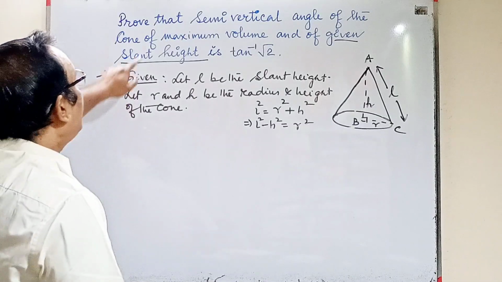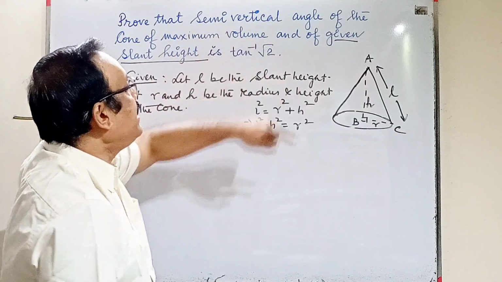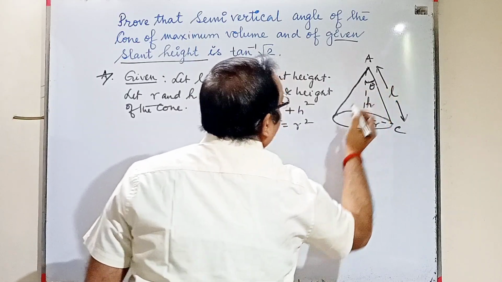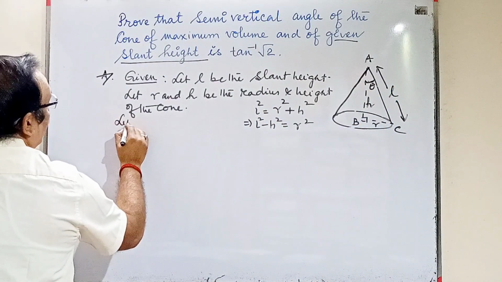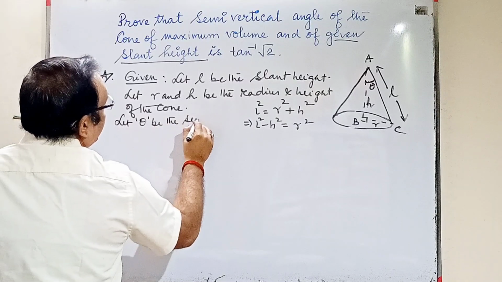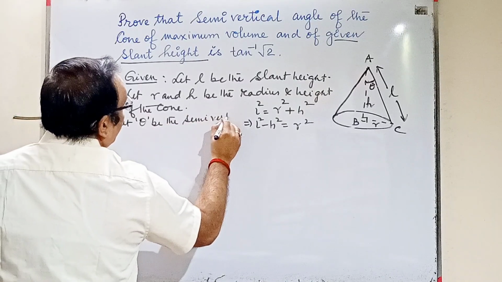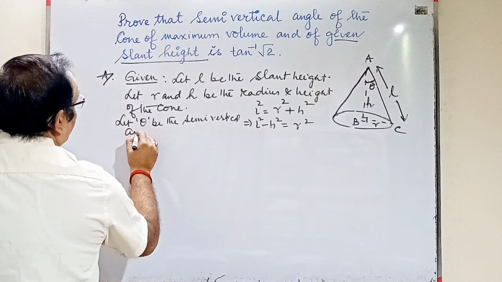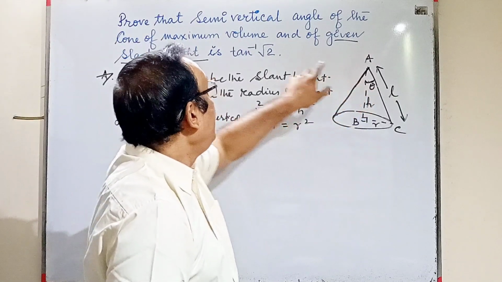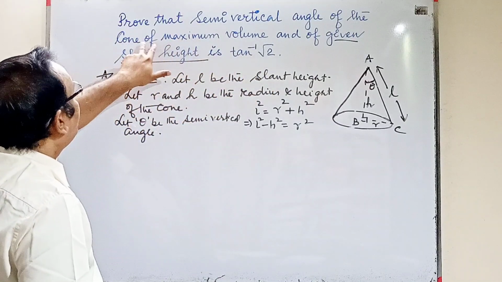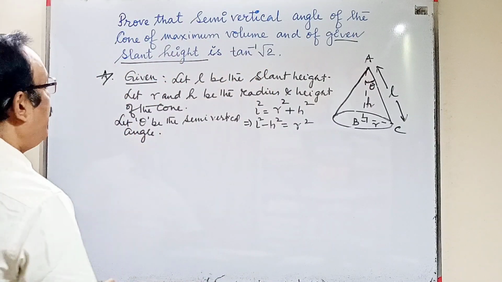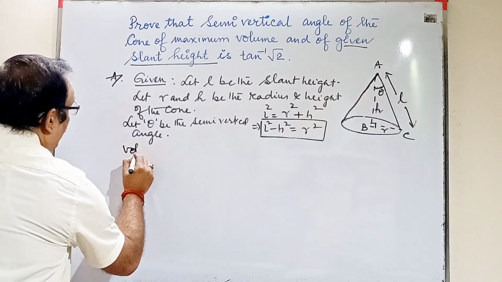Now it is said that you need to find out the semi-vertical angle, means this one. This is the semi-vertical angle, and let this angle be theta. Now it is said that this angle will be tan inverse root 2 provided the cone has got maximum volume.